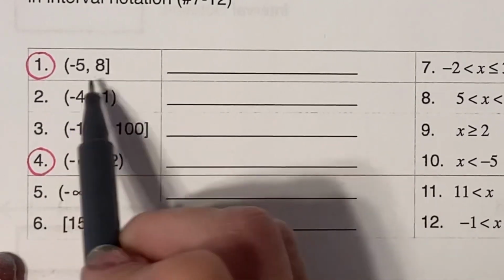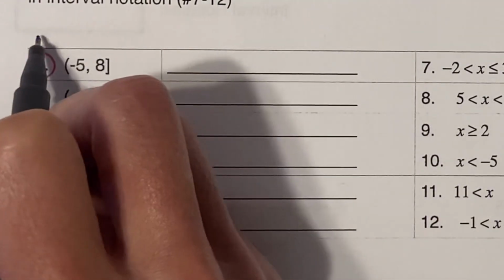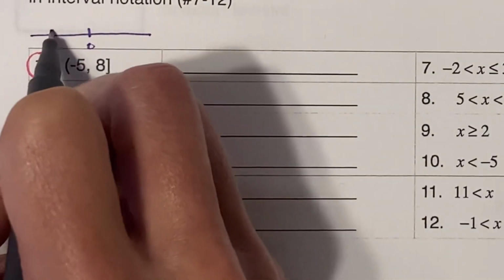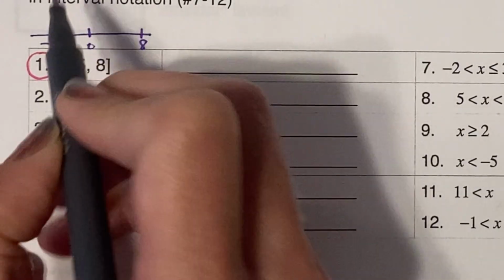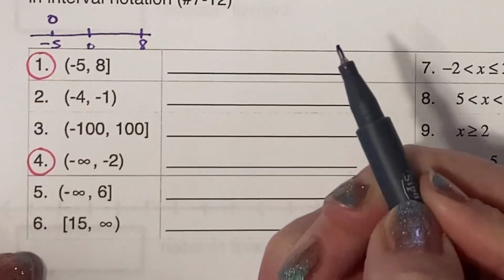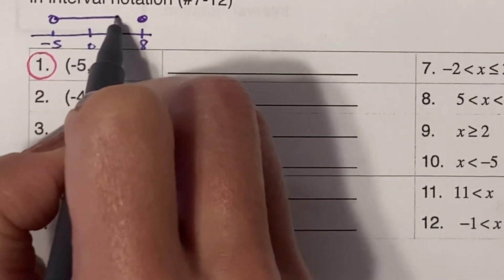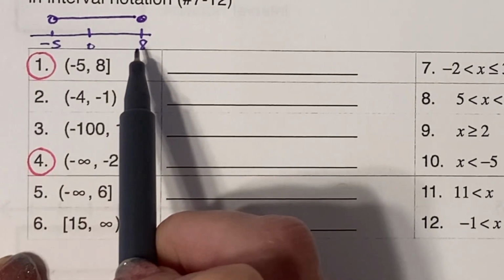So number 1, interval notation says -5, 8. Well, if you're a picture person, you can go ahead and jot a little picture. Here's my 0. I'm going to do a -5, and I'll do an 8 over here. Let's see, -5 would be an open circle, and it's going all the way up to 8 closed circles. So it's including all of these values in between -5 and all the way up to 8.